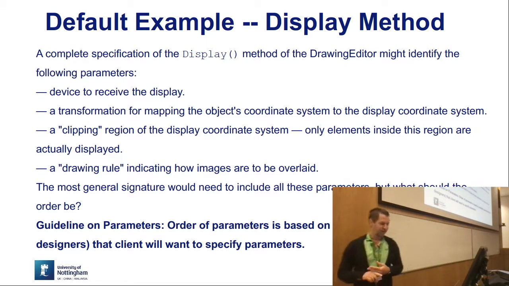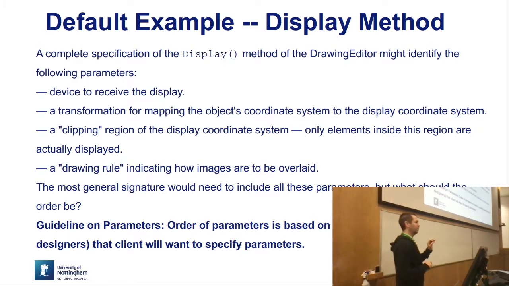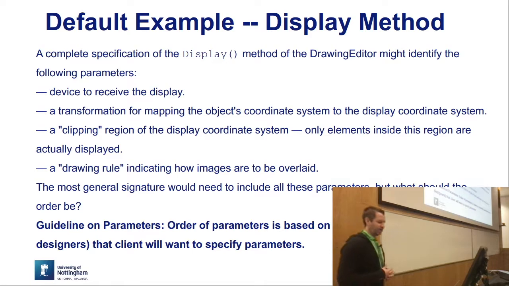So the idea is to order the parameters based on the probability that they'll be used. So the most frequently used parameters come first, right? So from most popular to least popular. You might not be able to actually determine that. You might have to make some educated guesses, but that's the idea.